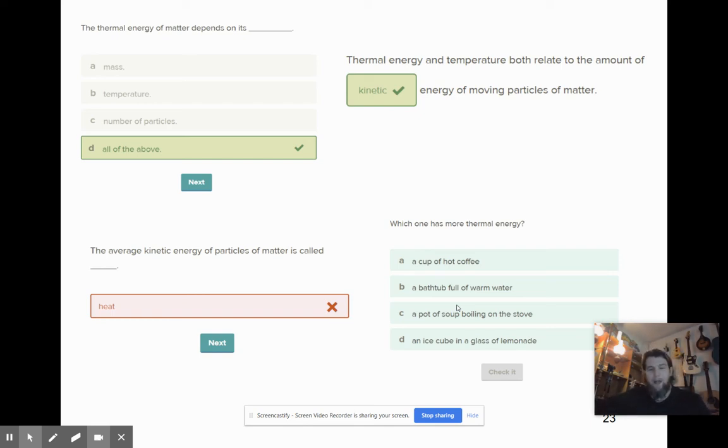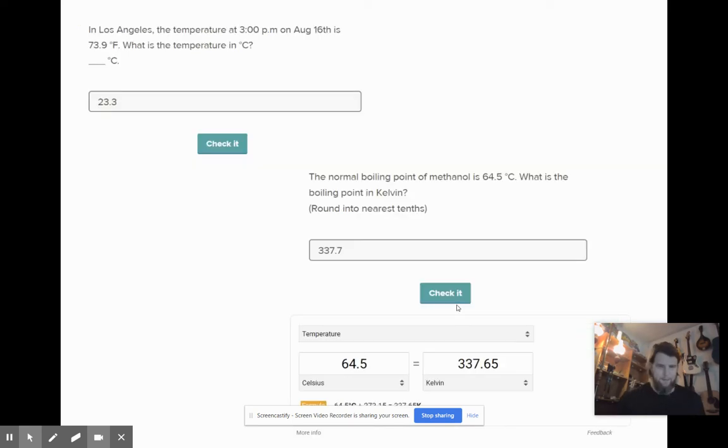But so that pot of soup boiling on the stove has a ton of thermal energy, but once again, it is not very large. Even though it is larger than the cup of coffee or the ice cube in the glass of lemonade, it is not as large as that bathtub full of warm water. Therefore, that bathtub full of warm water is going to have the most thermal energy out of all those.